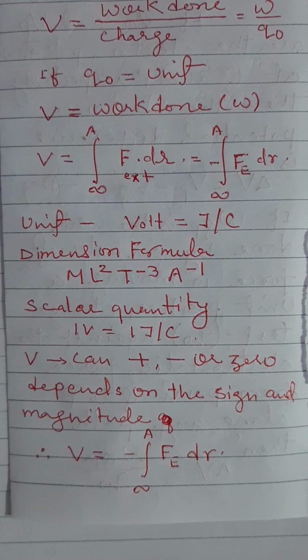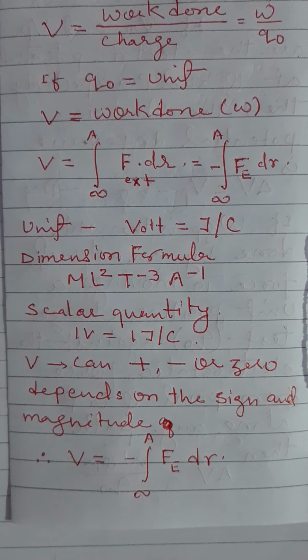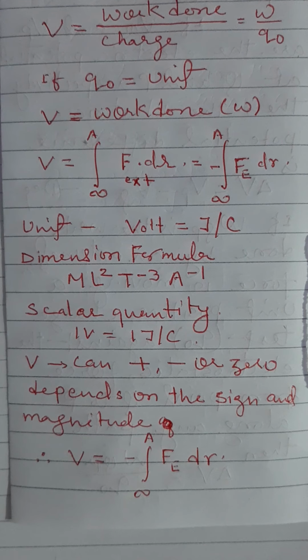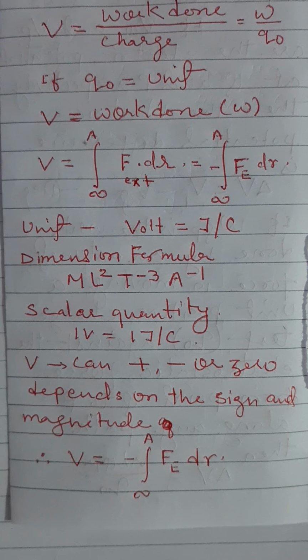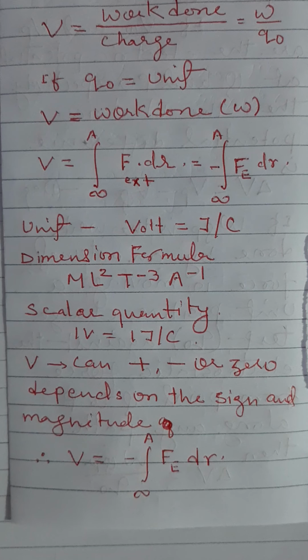So V is force into displacement, but you bring a unit positive charge from infinity to a given point in the electric field. That's why the electric potential is given by the integration from infinity to a of F external into dr, or equals the integration from infinity to the given point of F e dr. That means the force due to the electric field, and the minus sign here denotes that the work is done against the electric field. So that's why V is given by minus integration from infinity to a of F e into dr.